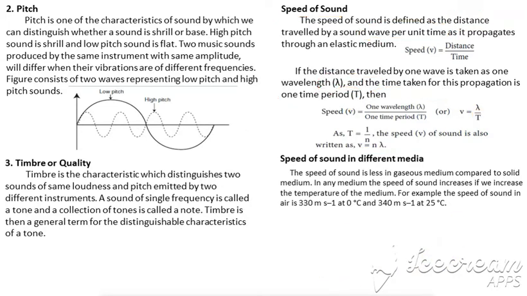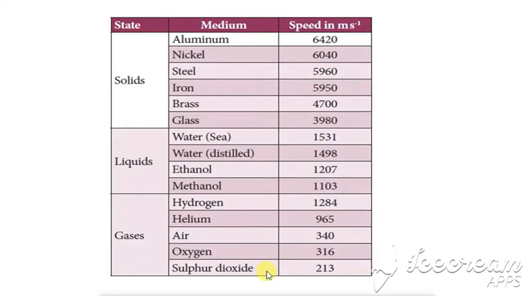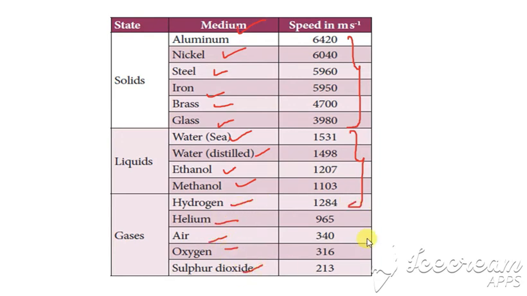Yes, clear. Then next we are going to see the speed of sound in different media. In different media, different speeds of sound are produced, and it will vary from 330 at 0 degree Celsius to 340 at 25 degree Celsius. Yes, next we have different media and different speeds of sound. First, for solids we consider aluminum, nickel, steel, iron, brass, glass. Okay, so these are the speeds of sound for these materials. And water, sea water and distilled water, ethanol, methanol. So these are the speeds at which it travels. Hydrogen, helium, air, oxygen, and sulfur dioxide.